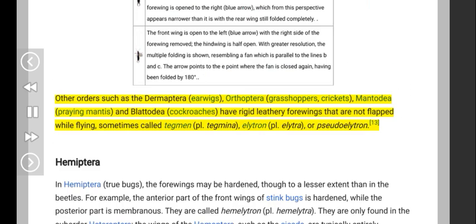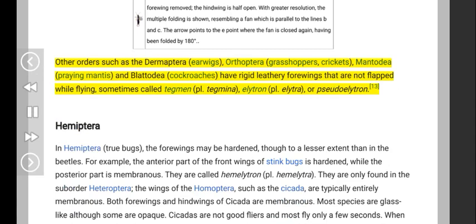Other orders such as the Dermaptera, earwigs, Orthoptera, grasshoppers, crickets, Mantodea, praying mantis, and Blattodea, cockroaches, have rigid leathery forewings that are not flapped while flying, sometimes called tegmen, plural tegmina, elytron, plural elytra, or pseudoelytron.